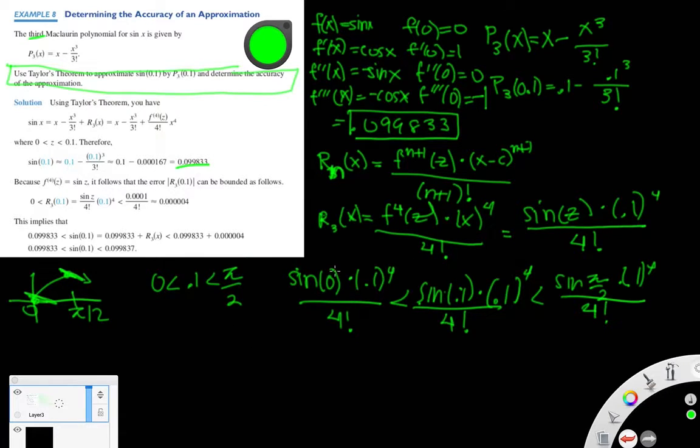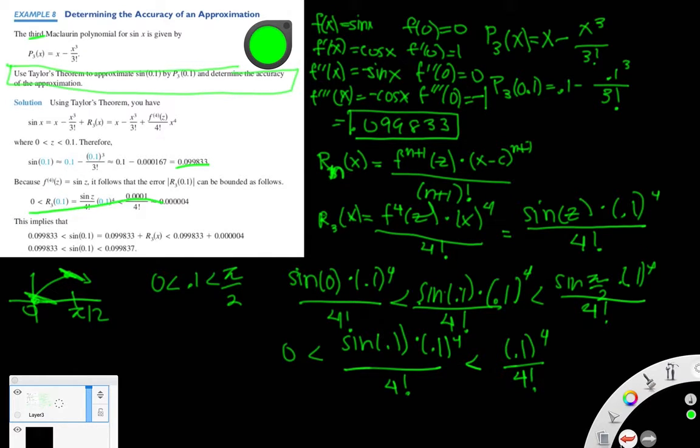So this is what we've written out here. This is showing us that we can't actually solve for sine of 0.1 because we don't have a calculator, but we know it's between sine of 0 and sine of pi over 2. So we're making this inequality, basically. And if you solve this out, sine of 0 is 0, so this whole thing becomes 0. And then sine of pi over 2 is 1, so it's just 0.1 to the 4th power over 4 factorial. And that is this step right here. This 0 comes from here.